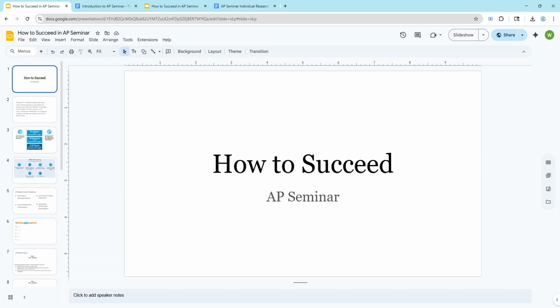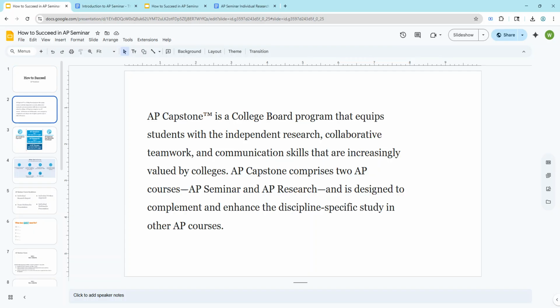Well, it's part of AP Capstone, which is a 2-year program. First year, you take AP Seminar, and the second year, you take AP Research. According to College Board, AP Capstone is a College Board program that equips students with the independent research, collaborative teamwork, and communication skills that are increasingly valued by colleges. AP Capstone comprises 2 AP courses, AP Seminar and AP Research, and is designed to complement and enhance the discipline-specific study in other AP courses.